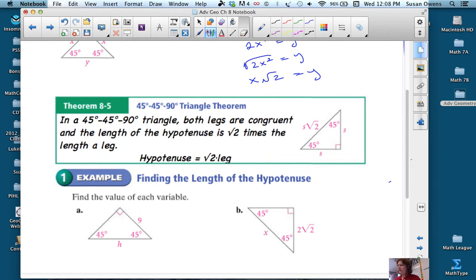In a 45-45-90 triangle, both legs are congruent, and the hypotenuse is root 2 times the length of a leg. So if we want to go from the hypotenuse back to a leg, we divide by root 2. If we want to go from a leg to the hypotenuse, we multiply by root 2. And dividing by root 2, we will have to rationalize that. So make sure all your answers are in simplified radical form.